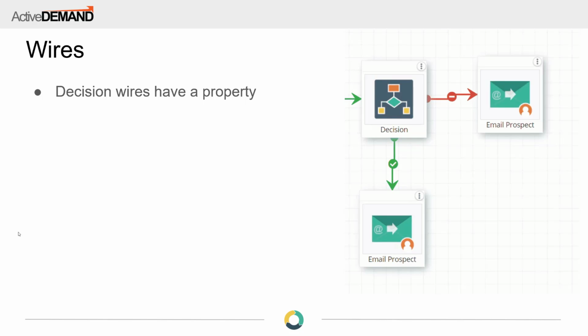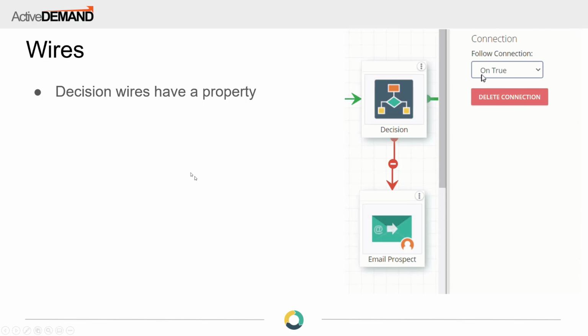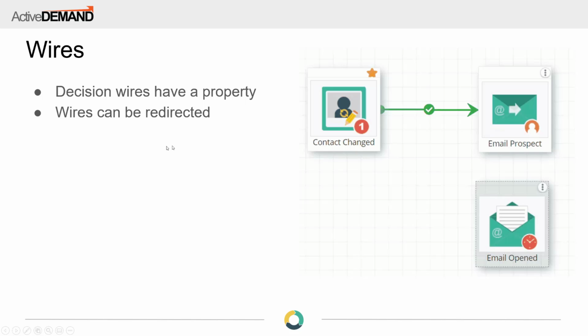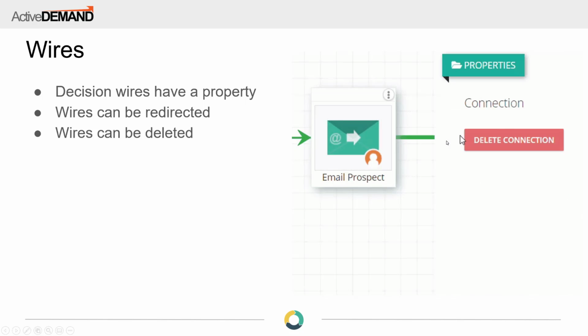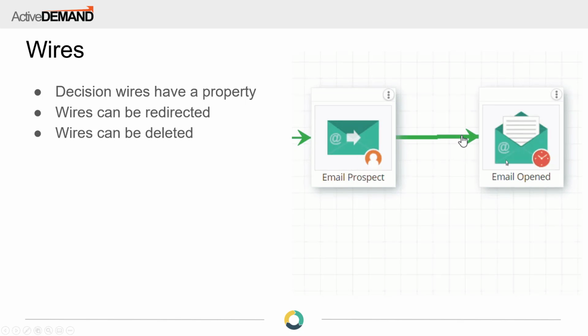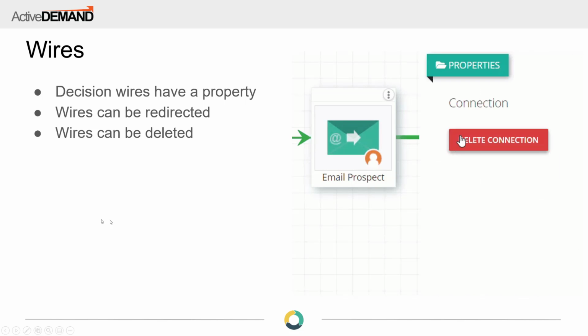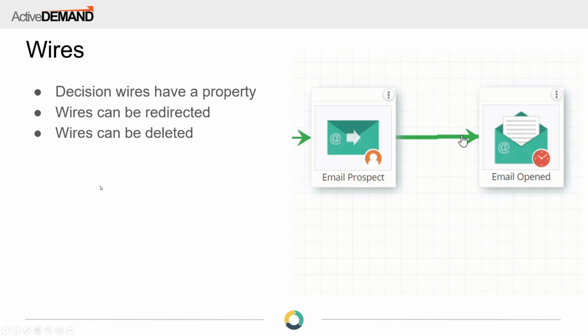So you can click on wires, and if it's a decision wire like you're seeing here, you can change the state of it, or you can click on the arrow point and drag the wire from one element to another element as well. And wires can be deleted. You can just click on the wire and it'll pull out the little slider, and again you click the delete wire, and it will delete the wire between the two elements.